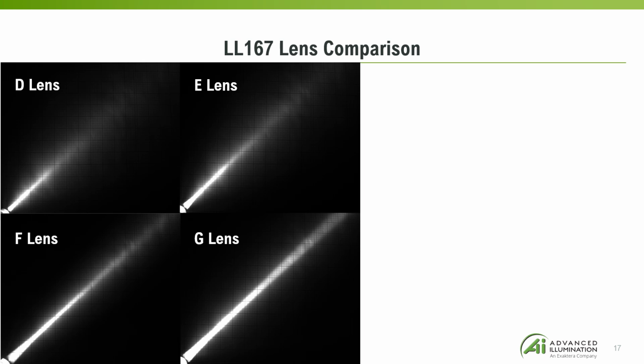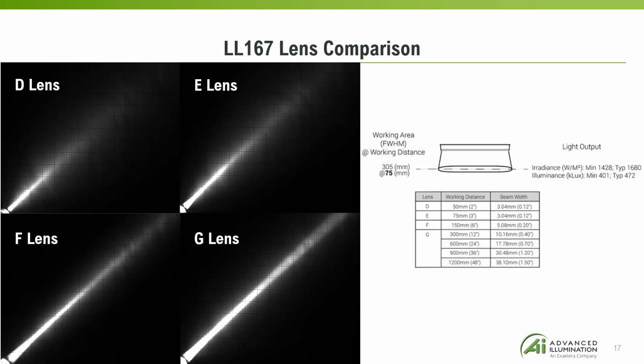These images were all taken with the same 12-inch line light. The focal length and diameter of the rod lens determine the beam width and intensity of the light, depending on the working distance. Careful alignment of the rod lens and light source is crucial for achieving optimal results.